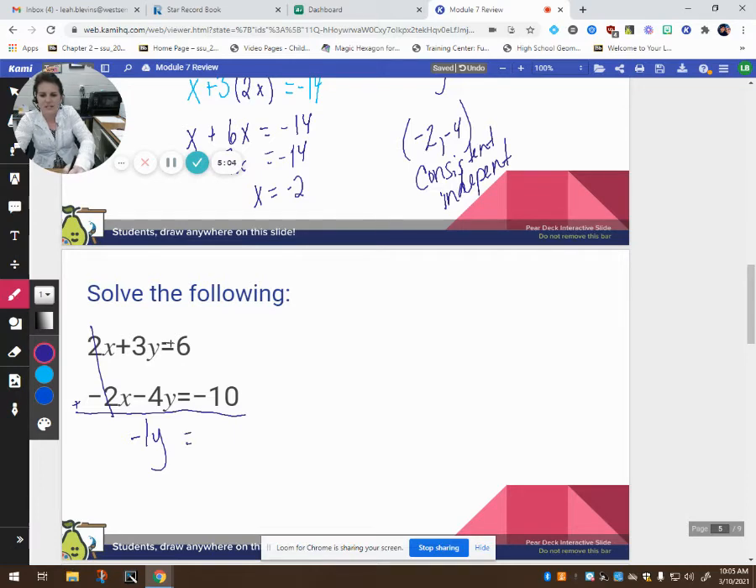6 plus negative 10 is negative 4. Divide both sides by negative 1, and y equals a positive 4. Now, 2 times x plus, I'm just using this top equation. In place of that y, I'm going to put a 4.